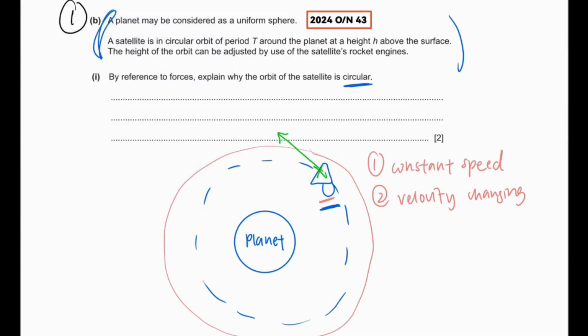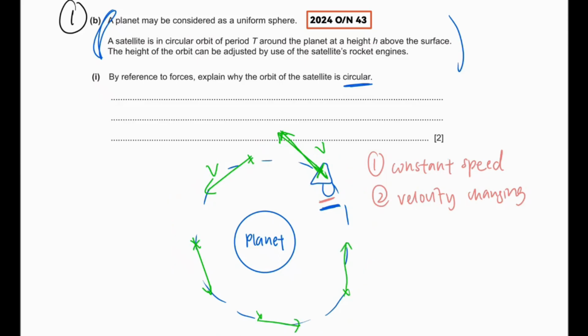At this point, the direction of velocity is tangent to the circular path. At any point on the circle, the direction of velocity will always be tangent to the circular path. At this point, this is the direction of velocity. At this point, this is the direction, and so on. Realize that the direction is changing. And velocity is a vector quantity, which consists of magnitude and direction. Since the direction is changing, the velocity is changing. In other words, the magnitude of velocity is constant, but since the direction of velocity is changing, we conclude that the velocity is changing.